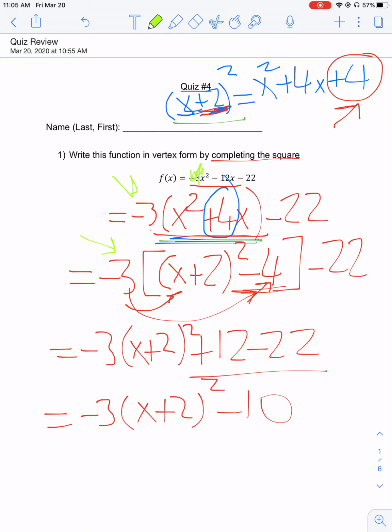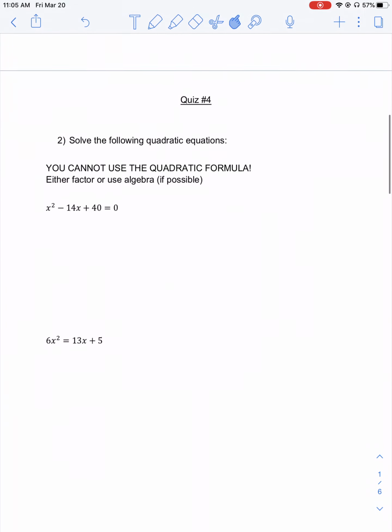But some of you, for whatever reason, factored x. Your goal is not to factor x, your goal is to factor whatever the coefficient is. In this case, your coefficient is negative 3, but on the test, your coefficient was just 1. So if it's 1, there's nothing to factor. So let's move on to the next question.